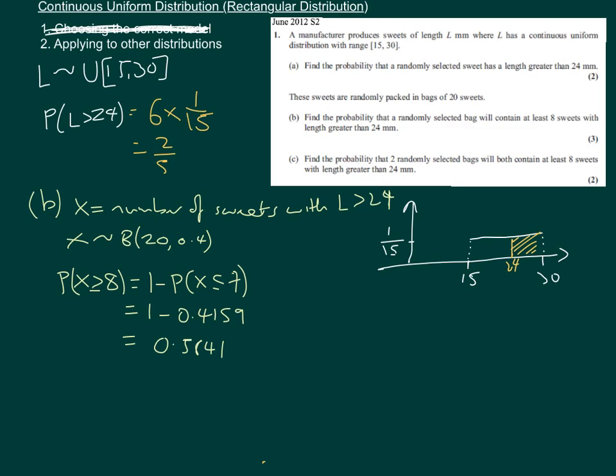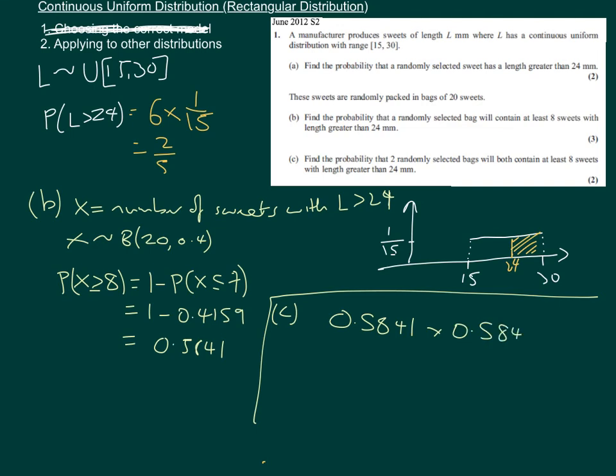And then finally, for part C, we're asked to find the probability that 2 randomly selected bags will both contain at least 8 sweets with length greater than 24 millimeters. So in this case, both have a probability of 0.5841, so we're just multiplying those two probabilities together, and that gives us 0.341.